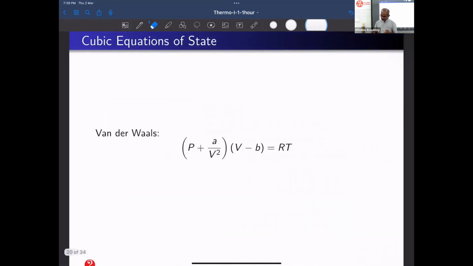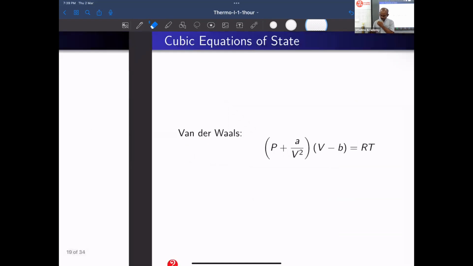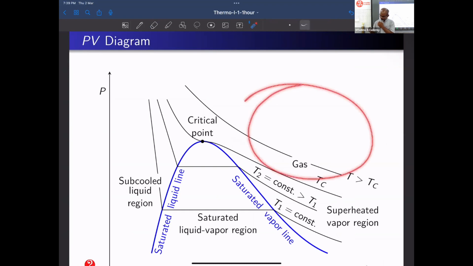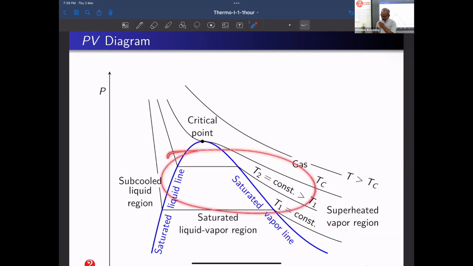Okay, coming to the next one. Of course, the ideal gas equation is not always valid. It has deviations. Sometimes these cubic equations are needed. What is the need of this cubic equation? The ideal gas equation is valid in these regions, whereas when we are dealing with a state lesser than the critical point, we need to use these other equations of state.